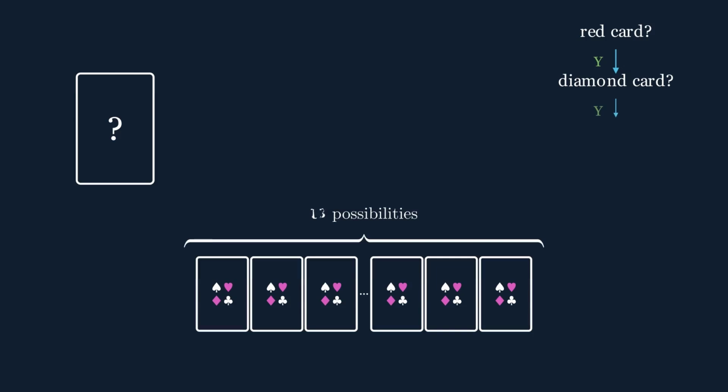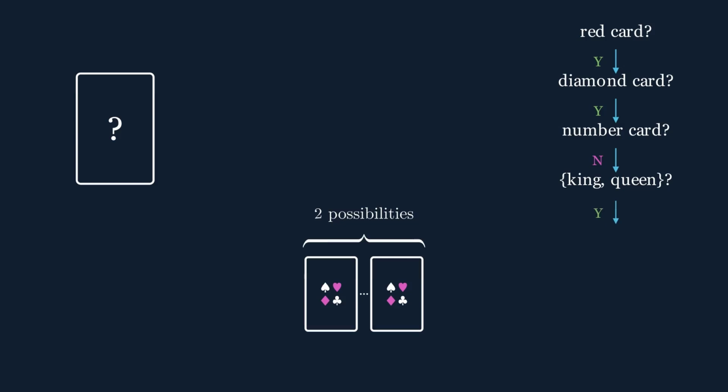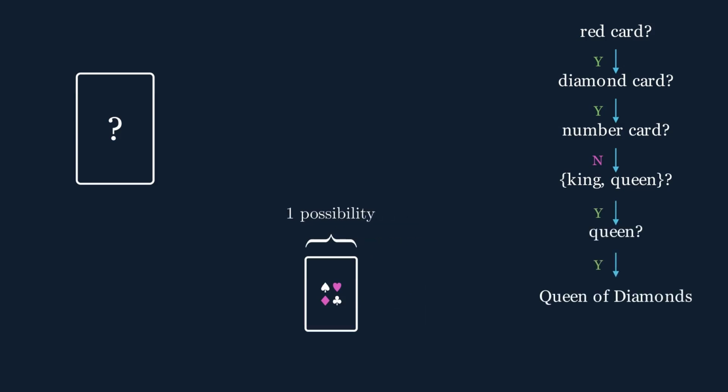We learn it is not a number card, possible states are reduced to 4, that is king, queen, jack, and an ace. We then learn it is either a king or a queen card, possible states are reduced to 2. Then we finally learn it is a queen card, so the possible states are reduced to 1. At this point, since there is just one possible state, we know for certain it is a queen of diamonds.